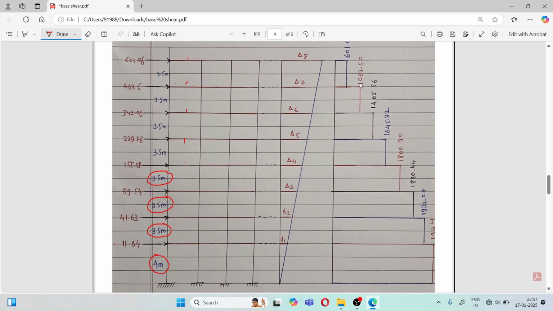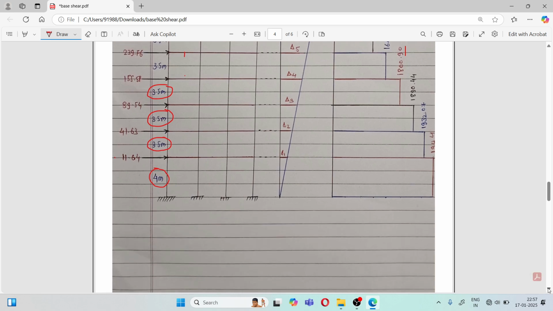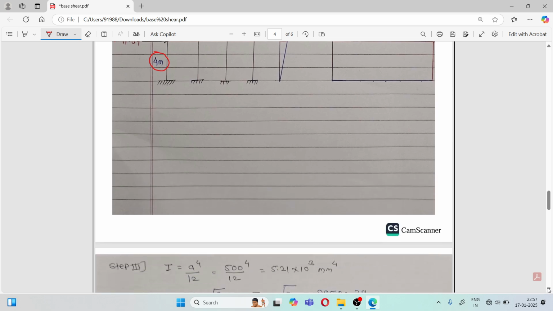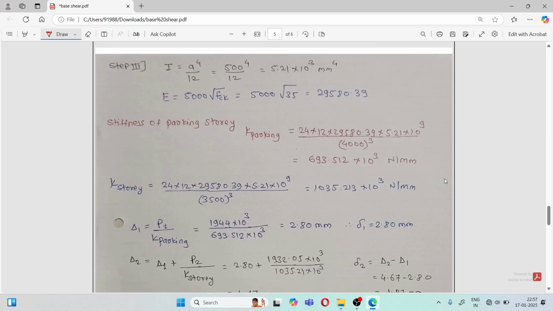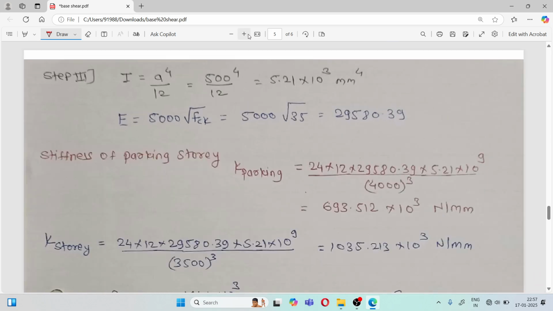We have found these cumulative forces, 601 and so on, but how do we represent them? This is the way you can represent them. And this is the displacement diagram, but we have not calculated the displacement yet. We will calculate it in the last 2 pages here. I will zoom in so that it will be very clear to all of you.